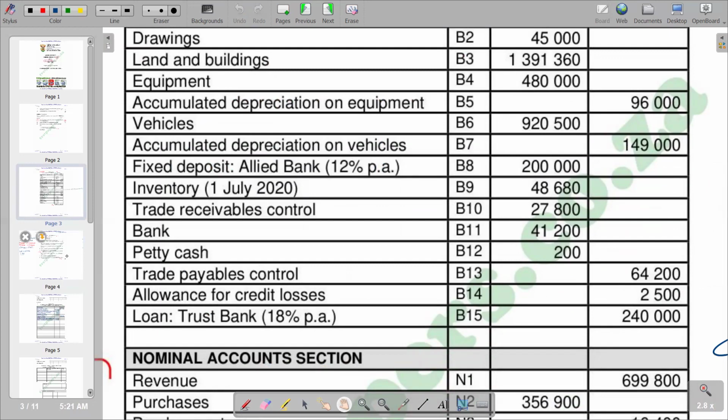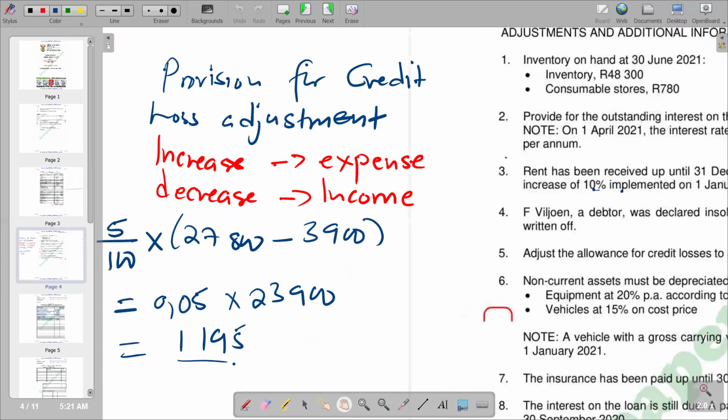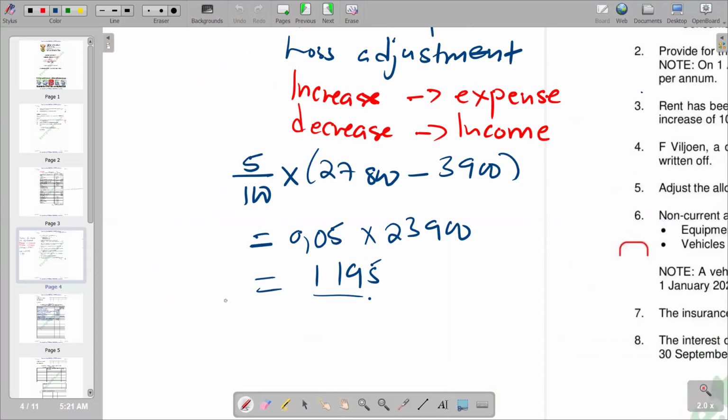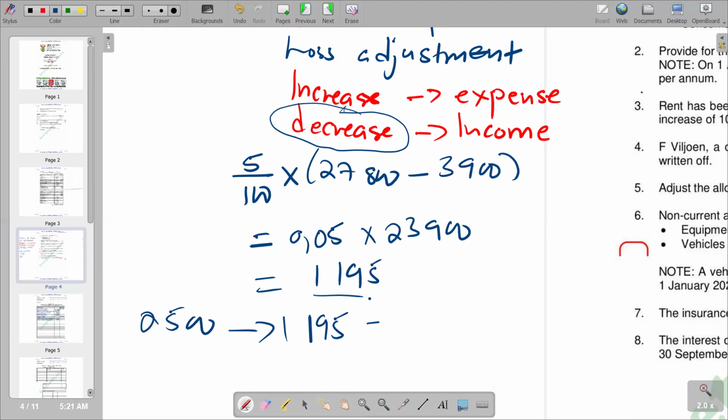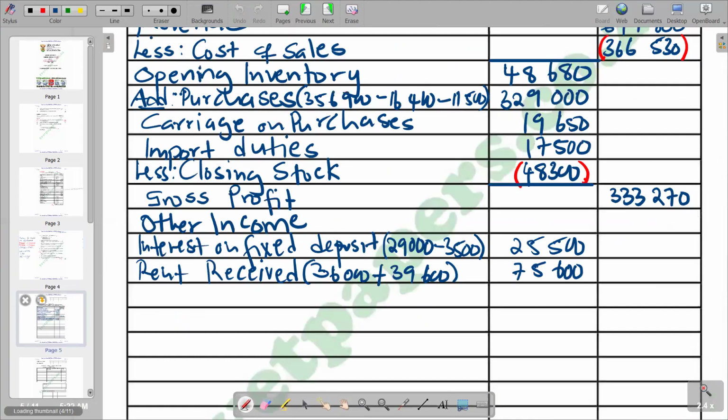So we are saying it was a movement from 2,500 for the previous period to 1,195 for the current period. So we see this is a decrease, which is income. So it's about putting it under other income. So we calculate the decrease by saying 2,500 minus 1,195, and you're going to see that the answer is 1,305. So this is the decrease which is supposed to be under income.